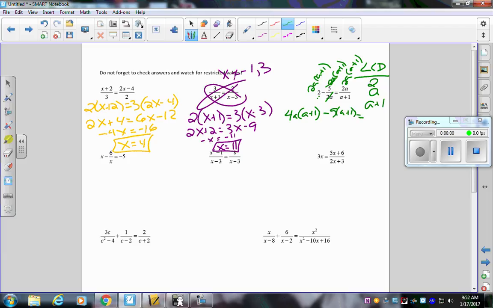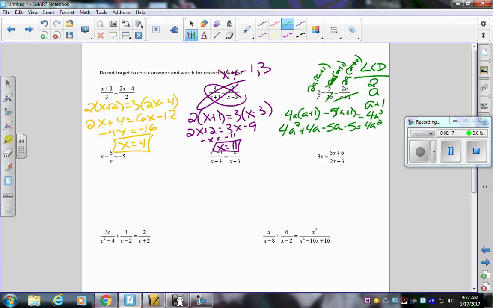Make sure we distribute that negative 5 through shortly. 2A times 2A is 4A squared. All right, so let's simplify that. We got 4A squared plus 4A minus 5A minus 5.